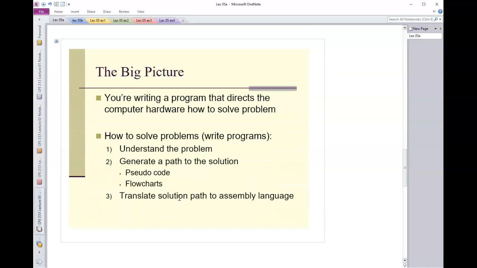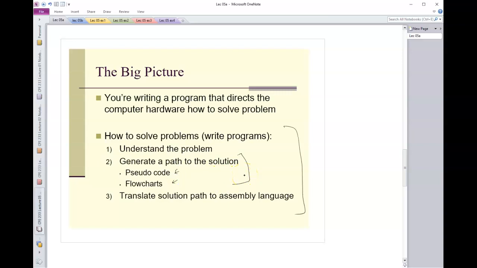So the big picture is you're going to be writing programs. These programs essentially do one thing. They're going to direct the underlying hardware to do something such that it solves your problem. Now, this is what problem solving is to me with programs. Number one, you understand what the problem is, so you know what to do. Once you understand the problem, you somehow design a solution, or I say here, generate a path to the solution. The notion here is to write pseudocode or a flowchart.